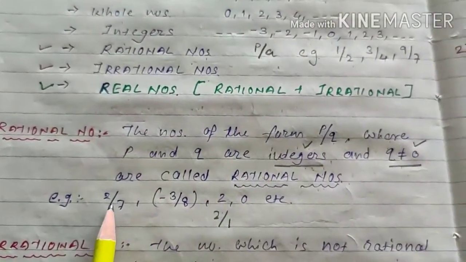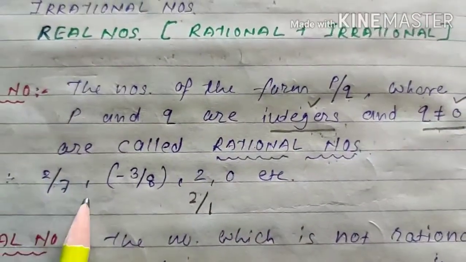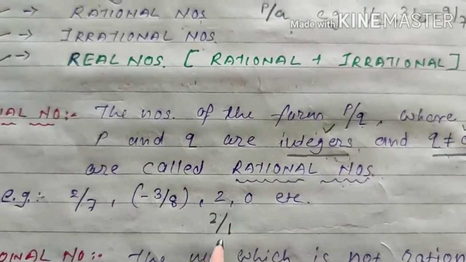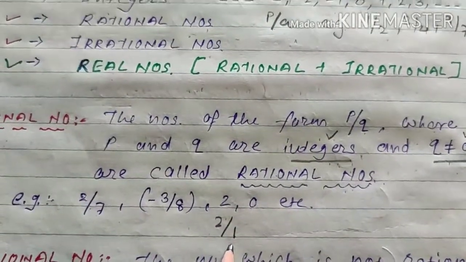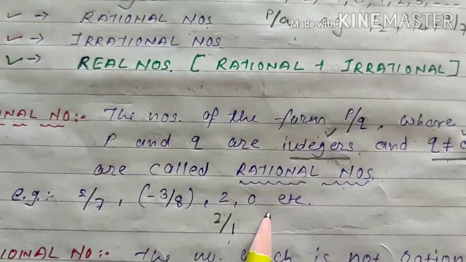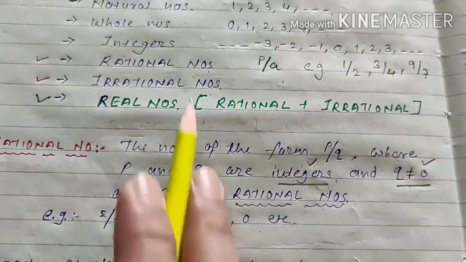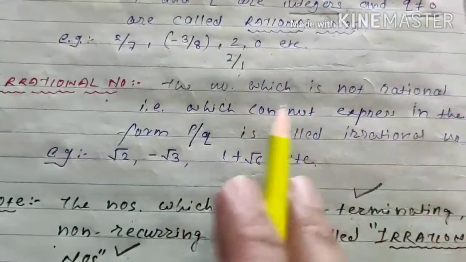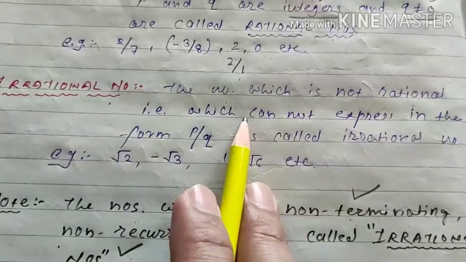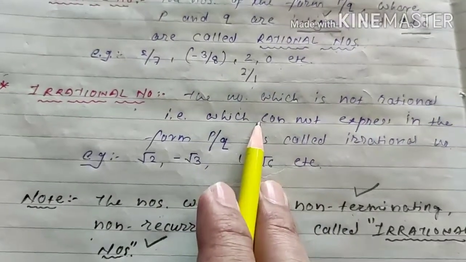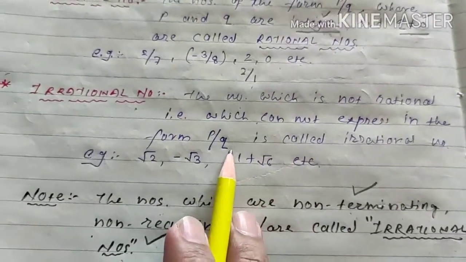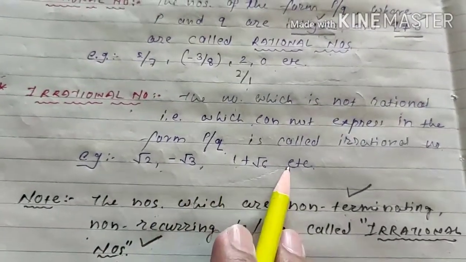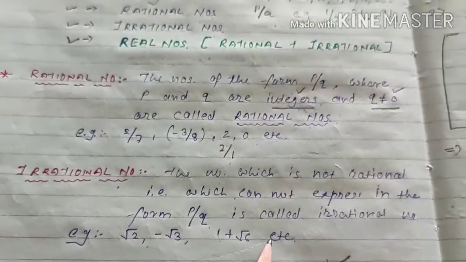For example, 2 by 7, minus 3 by 8. We can also take 2 as a rational number because we can write 2 as 2 upon 1, but practically we are not writing 1 here. 0 is also a rational number. Then we go with the irrational number. The numbers which we cannot write in the form of p by q are irrational numbers, just like root of 2, minus root of 3, 1 plus root of 3, etc.